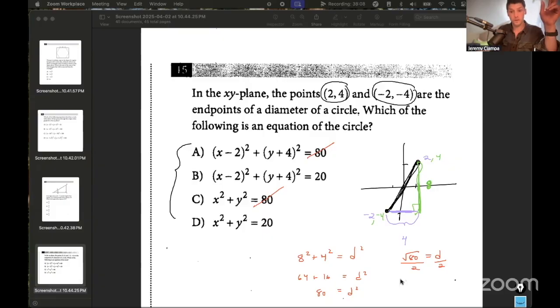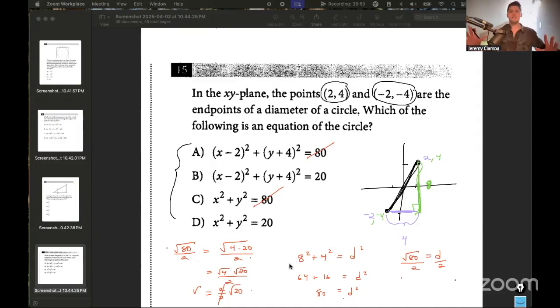Root 80 over 2, for instance, can be written as, I'll go over here where I have some space, root 80 over 2. What does this equal? Well, root 80 could be written as the square root of 4 times 20, over 2. That is equal to the square root of 4 times root 20 over 2, using properties of square roots. If you've got multiplication or division, you can split these up into separate roots. And root 4 over 2 is just 2 over 2 times root 20. So the radius is not root 40, it's root 20. And the radius squared is 20.